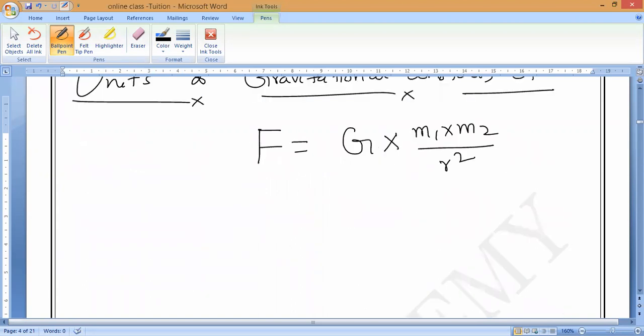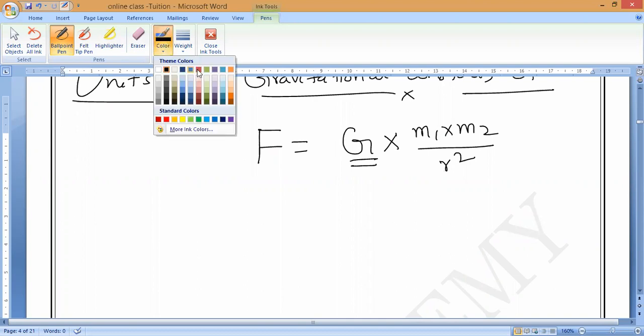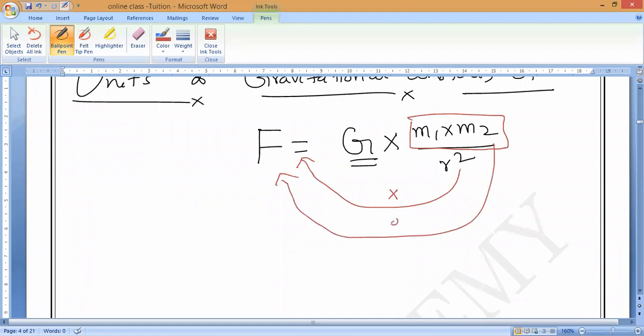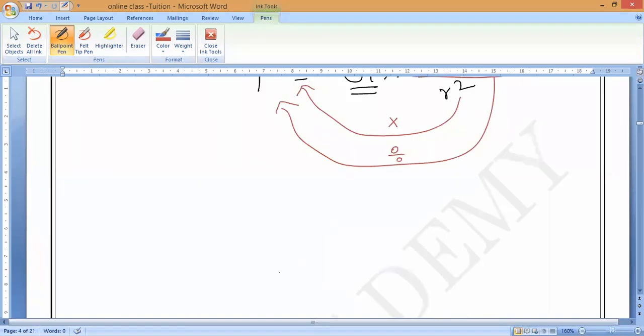Now, we want the units of G, not of force. So keep G on one side and send the remaining terms to the other side. R squared is in division here, so it will come to this side and become multiplication. F multiplied by R squared. M1 and M2 are in multiplication with G, so they will come to the other side and become division. Yes or no? Based on that, G equals what? What is the formula for G?